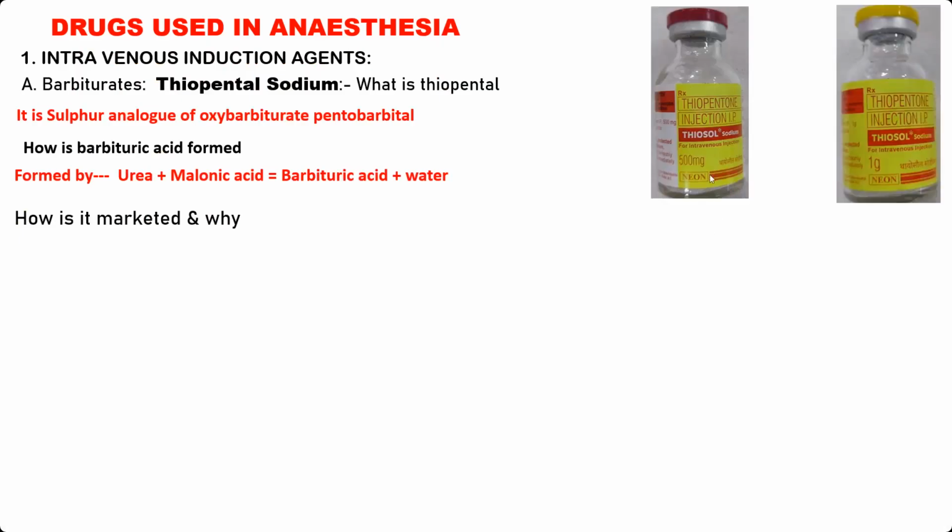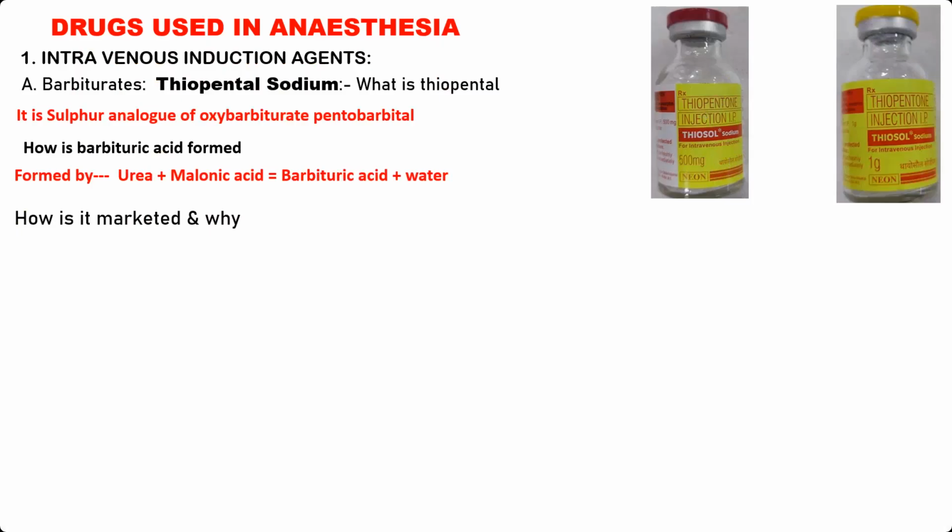So it is marketed in two forms. One is 500 milligram and the other 1 gram vials. Both of them are powder only. You have to reconstitute that. But for the 500 milligram form, how much saline can you put? Can you put saline in that to dissolve this?